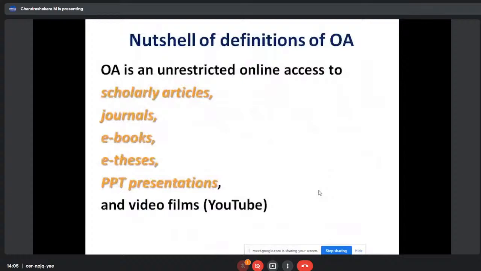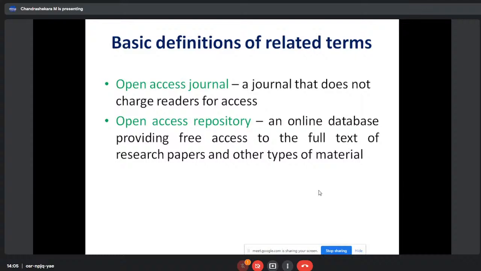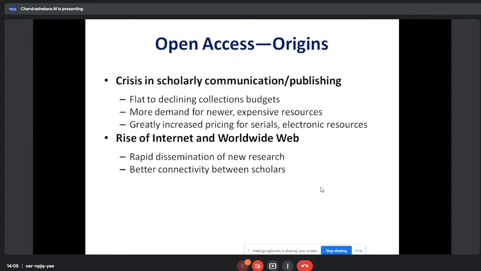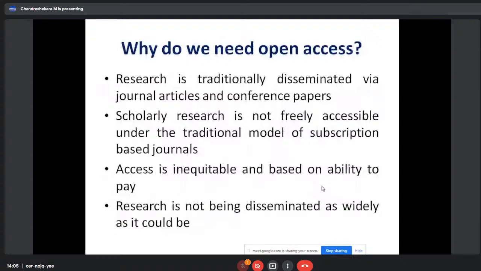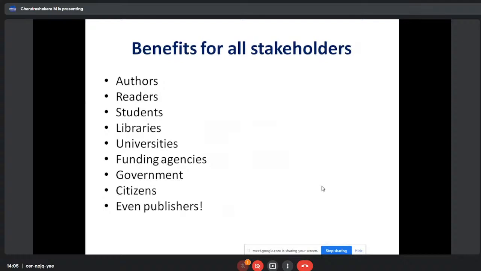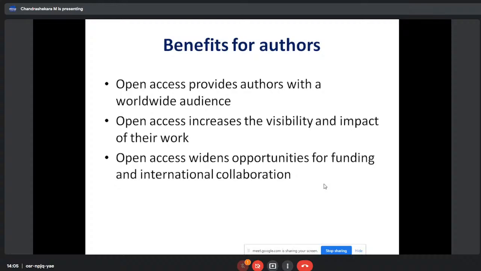In a nutshell, we touched on some basic definitions, open access journal and open access repository, and the origin and development, how the concept has evolved. This is a timeline, and why do we need open access? I also touched on the benefits for authors, readers, students, libraries, universities, funding agencies, government, citizens, and publishers: what benefits they can get from open access.